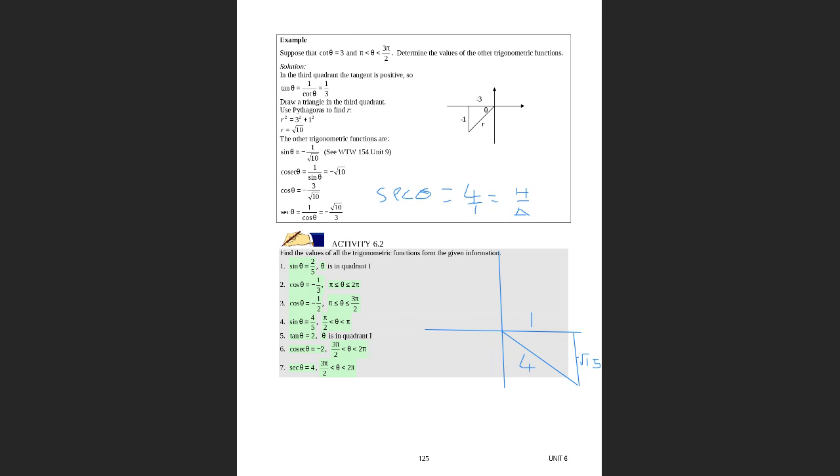Once you have got all your points and you know the quadrant, you can now find your sine, your cos, your tan, and the rest.